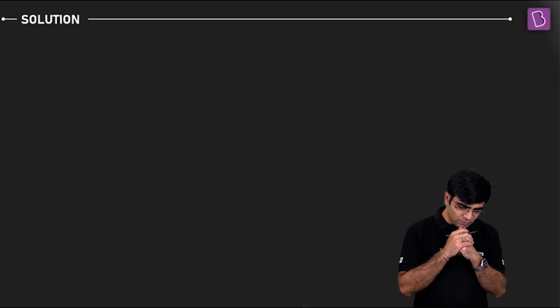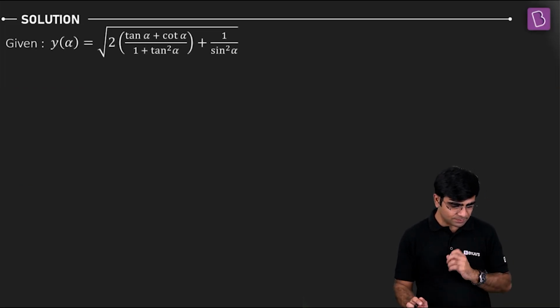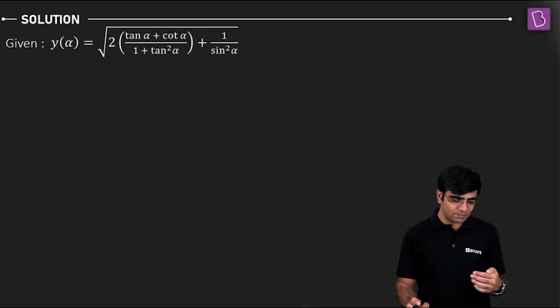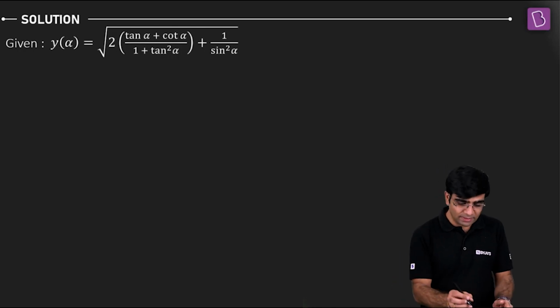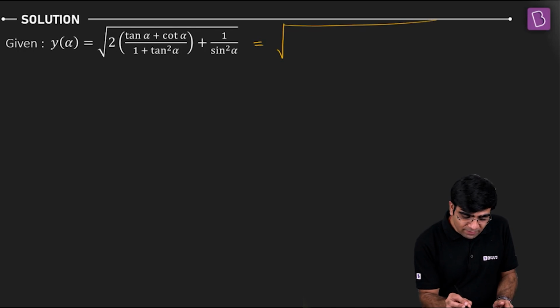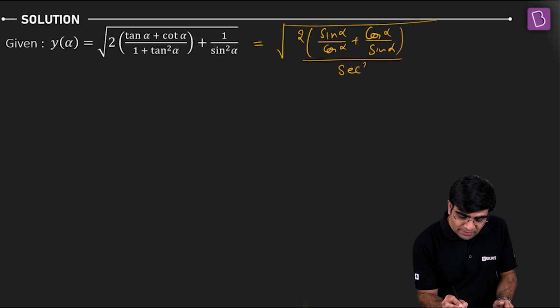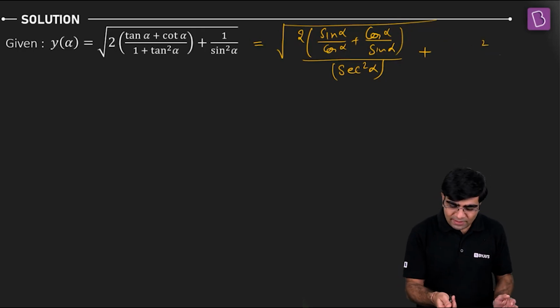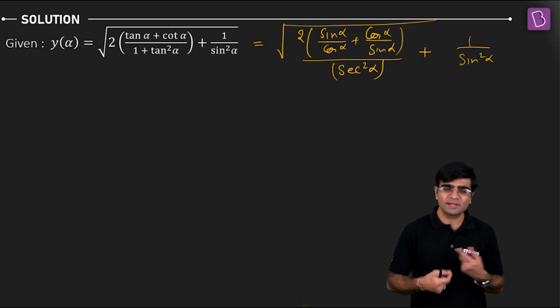So if I begin with the first one, my given expression for y alpha was this. So y alpha is nothing but root of 2 times tan alpha plus cot alpha divided by 1 plus tan square alpha plus 1 by sin square alpha. Okay, let me simplify that. So when I open it up and simplify further, we get 2 times sin alpha by cos alpha plus cos alpha by sin alpha. This is the numerator part, right? Whole divided by 1 plus tan square alpha, which is nothing but secant square alpha, as the denominator, plus 1 upon sin square alpha, which is nothing but cosec square alpha if you want to put it that way. Okay, so if I said keep everything in terms of sine and cos, let's follow that initially and we'll see how things turn out.